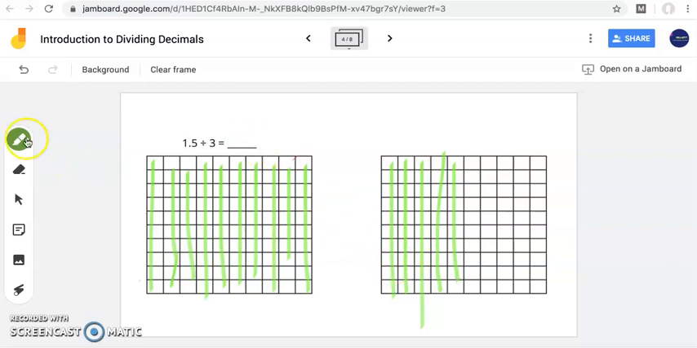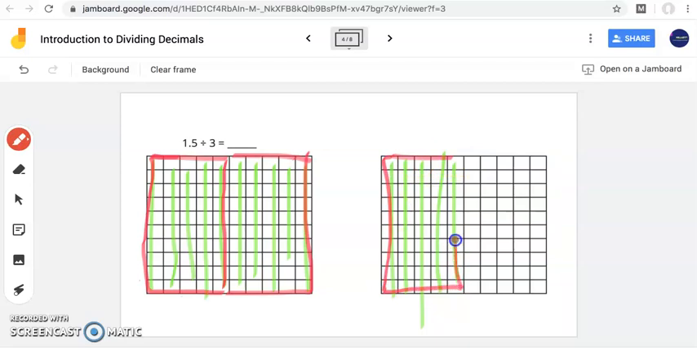So really 15 divided by 3 is 5, but when I shade in 5 in each group, so I have 1, 2, 3, 4, 5, or 5/10. I don't just have 5. I don't have 5 wholes. I have 5/10. Now let's see if this is correct. 1, 2, 3, 4, 5. And now I have another 5/10. 1, 2, 3, 4, 5, and another 5/10.